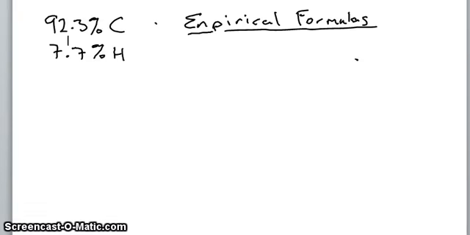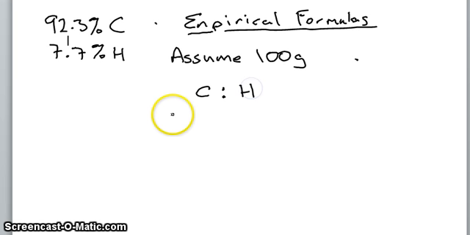Okay, an empirical formula is the whole number ratio of the elements in a compound. If we're given a compound or an example like this, where we've got 92.3% of one and 7.7% of the other, we assume that we have 100 grams. This means we can look at those in terms of weight. If we look at the weight ratio of carbon to hydrogen, it's going to be 92.3 grams to 7.7 grams.